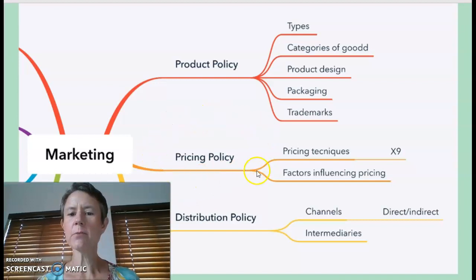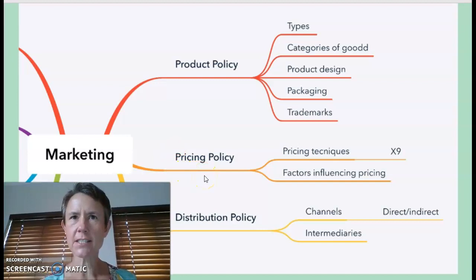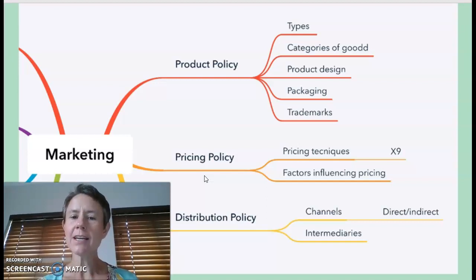Right, so next we move on to the pricing policy. And when we look at the pricing policy, we want to understand the meaning of pricing and the significance or importance of pricing your product so that consumers are willing to pay that price. We also then are going to have to be able to mention, define, and explain the different pricing techniques.